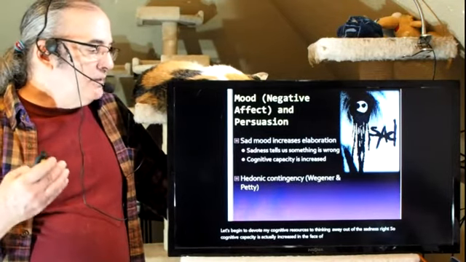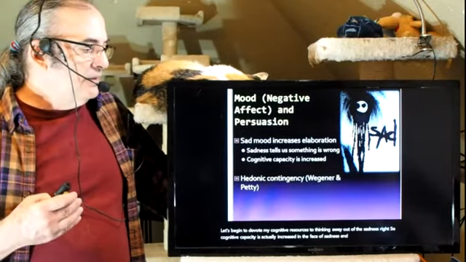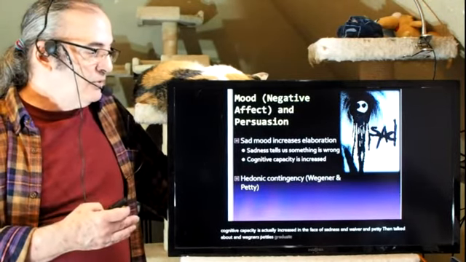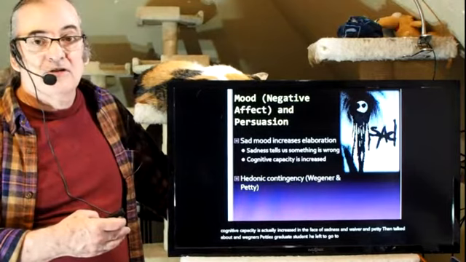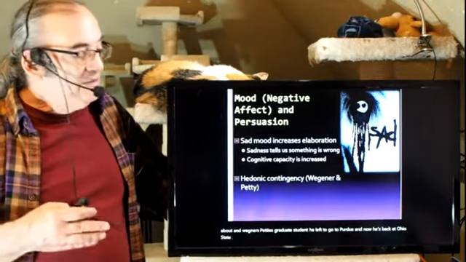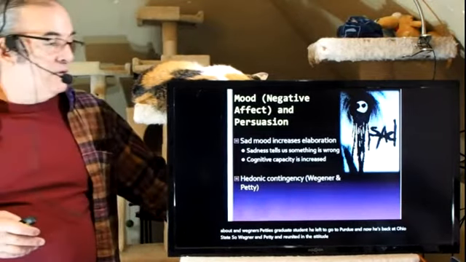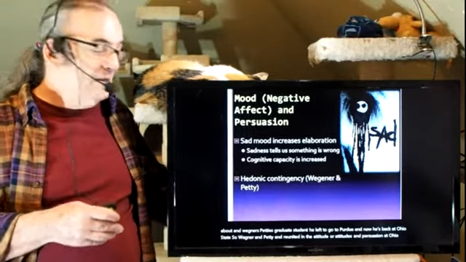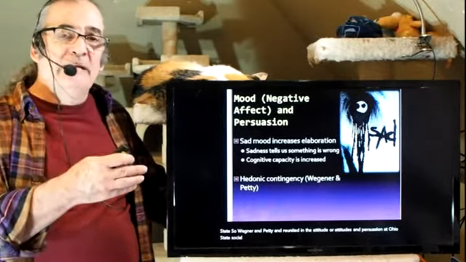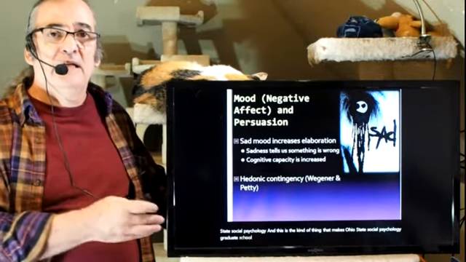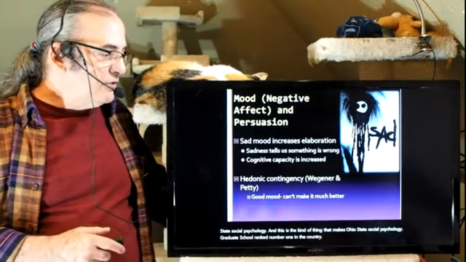And Wegner and Petty then talked about this, and Wegner is Petty's graduate student. He left to go to Purdue, and now he's back at Ohio State. So Wegner and Petty reunited in the group for attitudes and persuasion at Ohio State Social Psychology. Right? And this is the kind of thing that makes Ohio State Social Psychology Graduate School rank number one in the country because of the quality of the research.